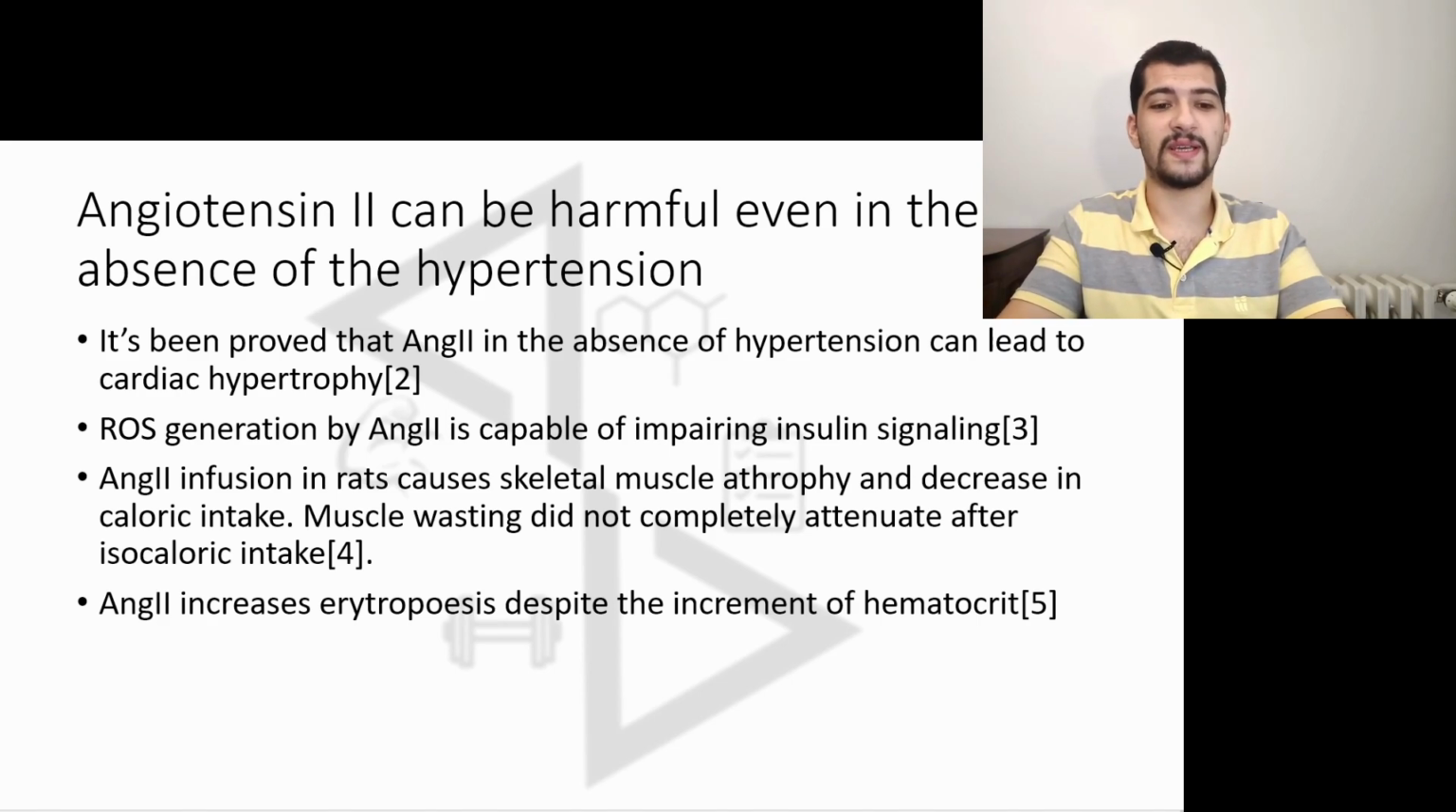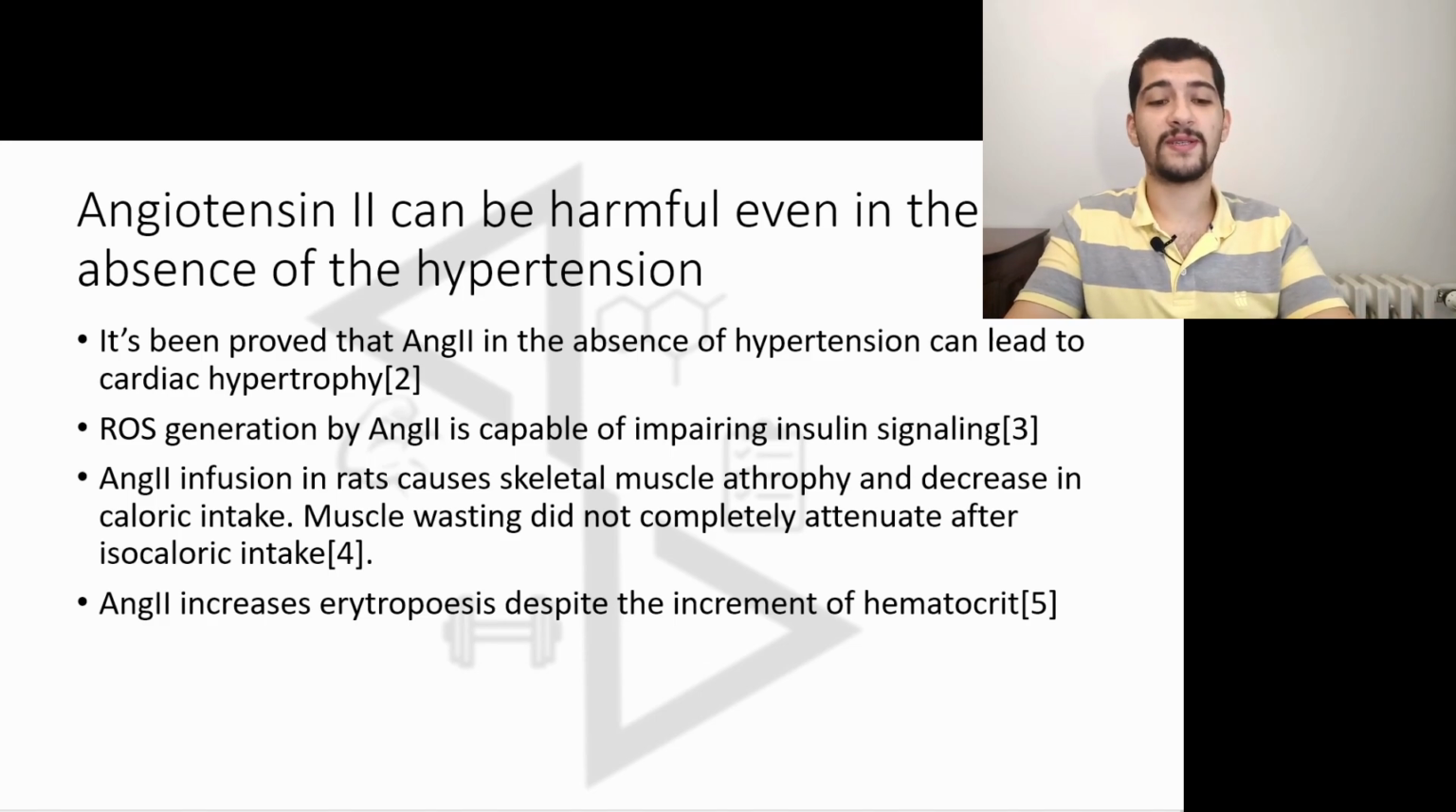Angiotensin 2 infusions in rats cause skeletal muscle atrophy. I said atrophy. Their muscle gets smaller. And it decreases their caloric intake, so it means they have less appetite. But when you equate the calorie consumption in both animal groups, angiotensin 2 still causes muscle atrophy. Equating the calorie consumption didn't completely attenuate the muscle wasting.